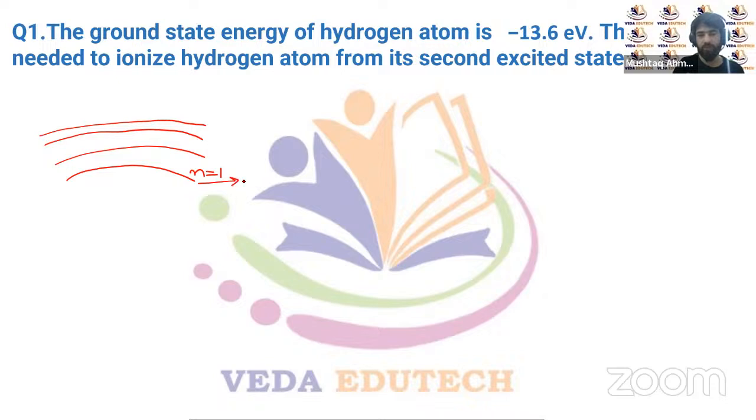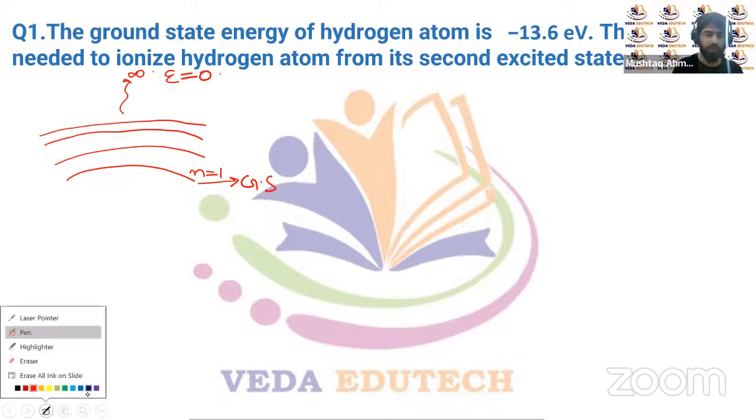So n is equal to 1 is the ground state. These n values go up to infinity, right? And at infinity, we know the energy of an electron is equal to 0, right? So n is equal to 1 is the ground state, and the energy of the electron in this state will be the ground state energy, that's minus 13.6 electron volt, right?